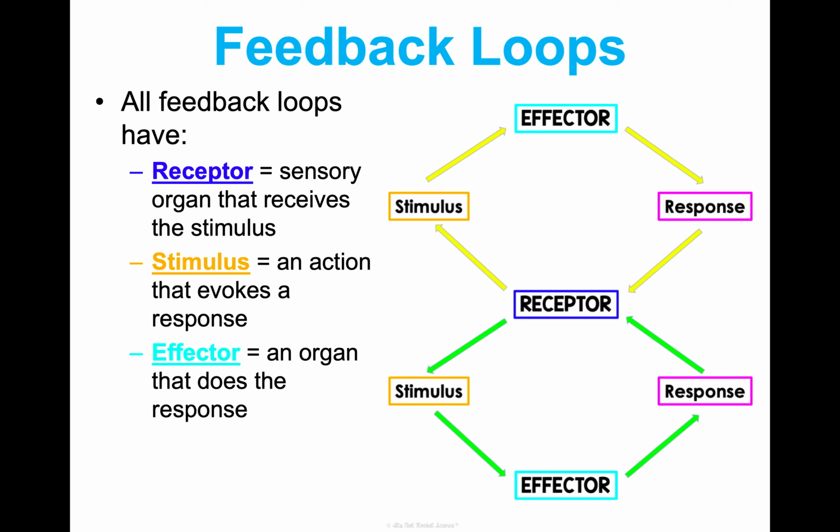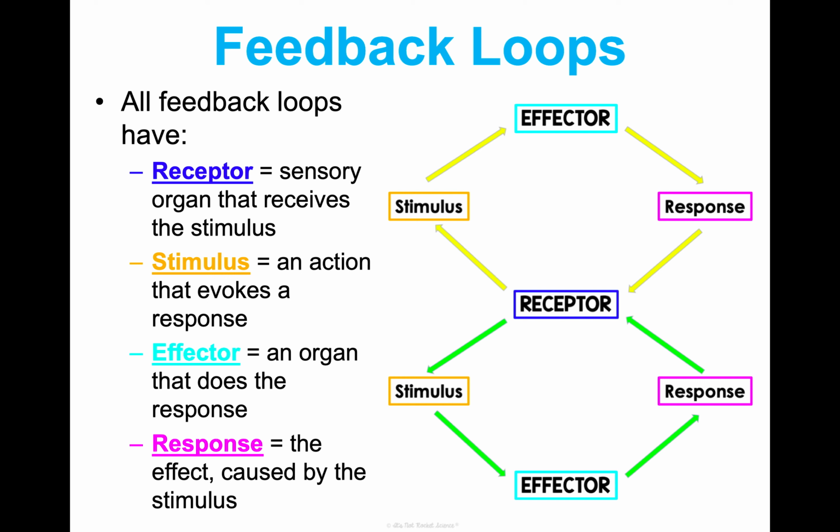We have the effector organ. This is the one that's going to actually do the response. And then, of course, we have the response, which is our effect that's caused by our stimulus. Now, I show the arrows going 2 directions because remember, a feedback loop can be initiated when we're too high outside of our range, so we're above where our range should be, or we can be too low. Either way, we're trying to get back into that normal range to maintain stability.